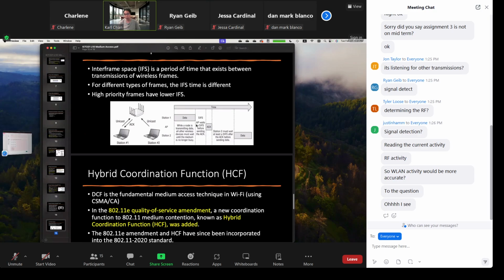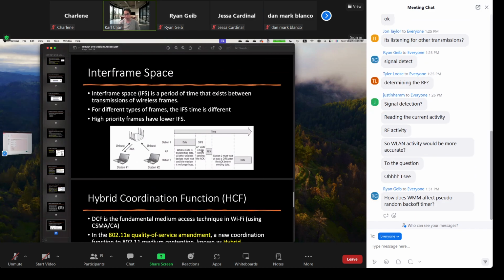Okay, so between each frame, the 802.11 standard defines a different time for the interframe space that has to be waited before transmitting another frame. Okay, so the highest priority frame will have the lowest interframe space. Okay, how does WMM affect the pseudo random backoff timer?